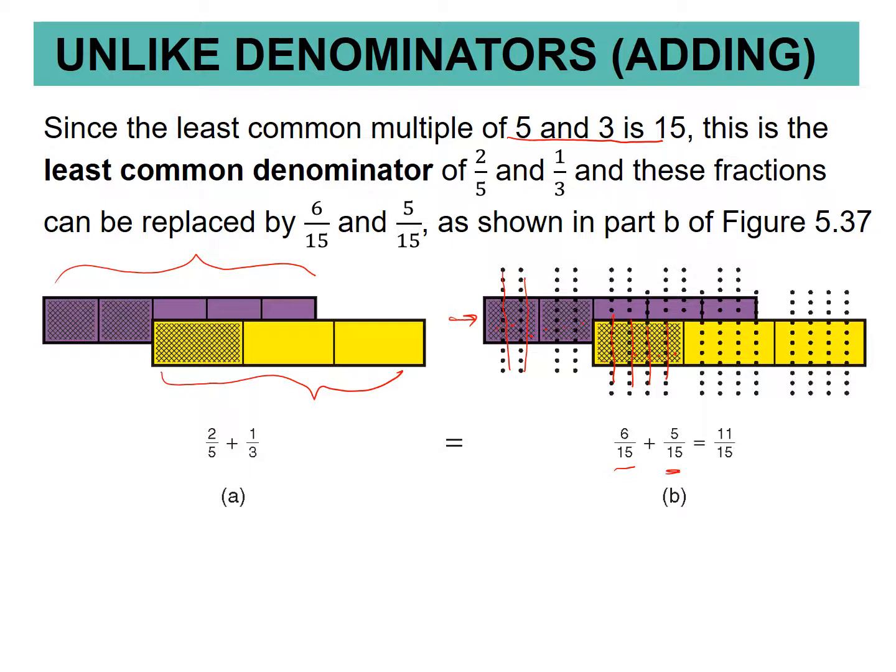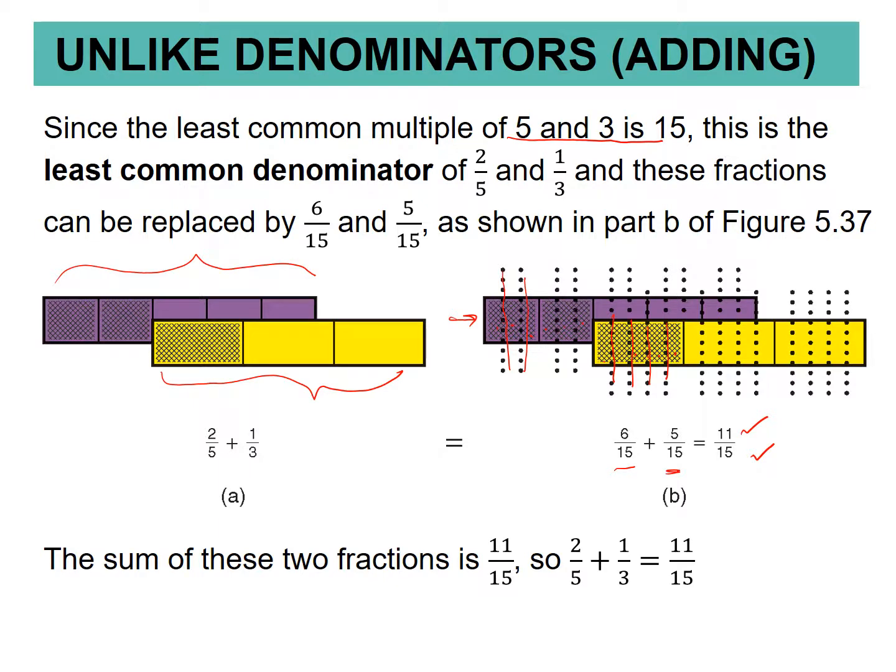Now I have two fractions with a common denominator. So how many pieces do I have shaded? 11. What kind of pieces are they? 15ths. So 2/5 plus 1/3 is the same as 11/15. Not because I did some sort of magic, but because I made each of these into 15ths so that I can add them.